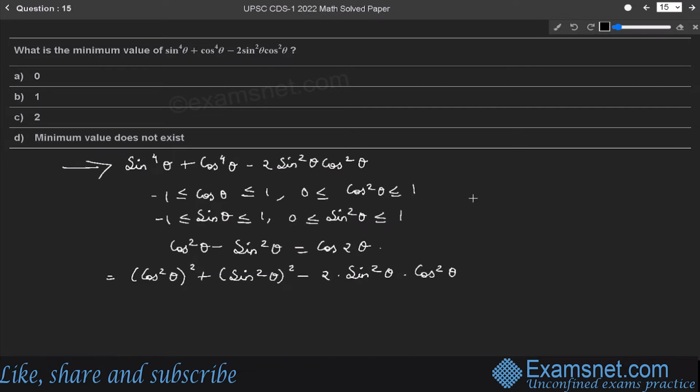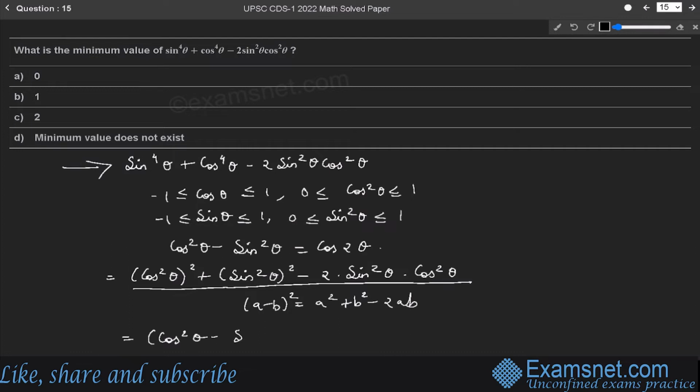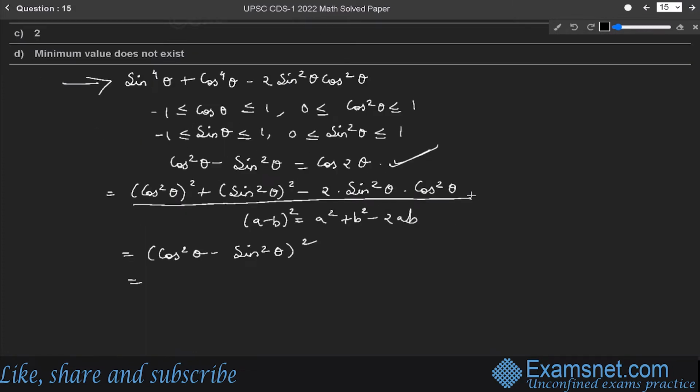On further solving and using the formula for (a - b)^2, which is a^2 + b^2 - 2ab, you can see that this is same as the formula. So it will be equal to (a - b)^2, which is (cos^2 theta - sin^2 theta)^2. And we know that cos^2 theta - sin^2 theta is cos 2 theta. So it will be (cos 2 theta)^2. We can also write it as cos^2 2 theta.